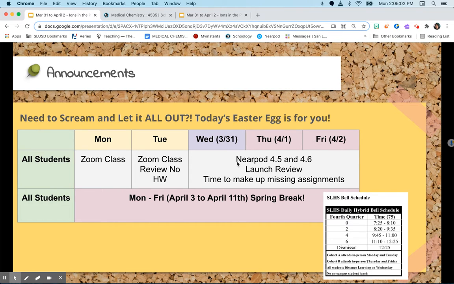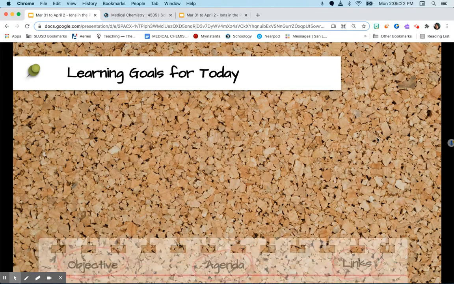A heads up that this is essentially your homework for these 3 days. And then the week after, from April 3rd to April 11th, will be spring break, so no school. And when we come back on Monday, April 12th, this will be our new bell schedule, right? So hopefully this helps you out.